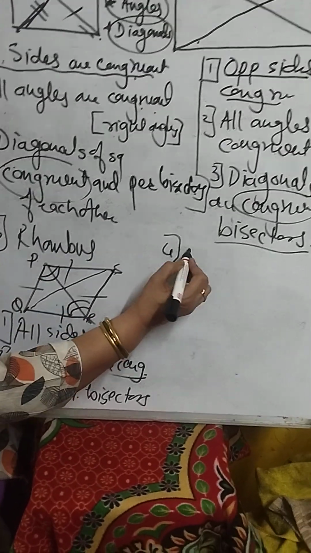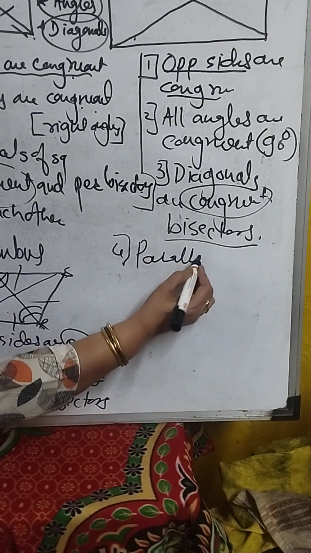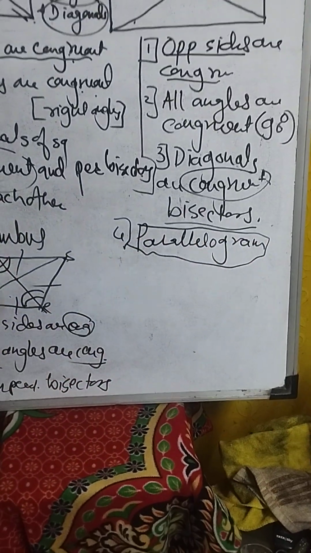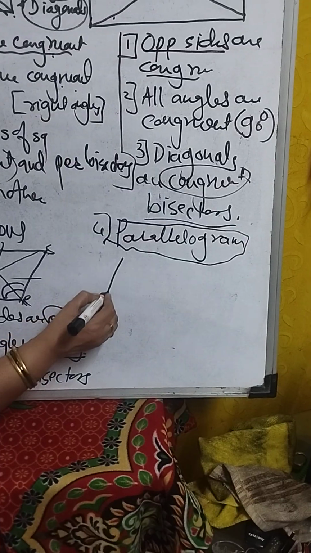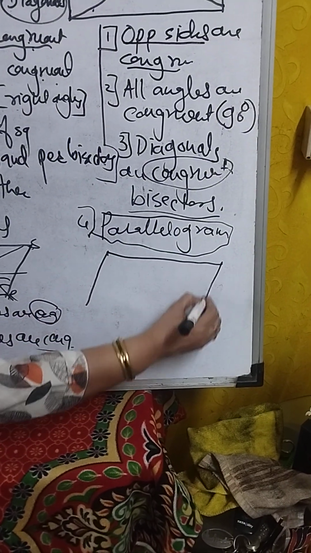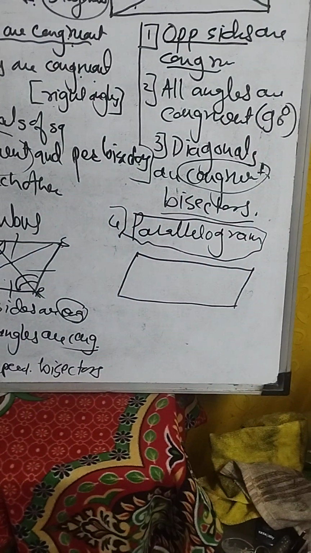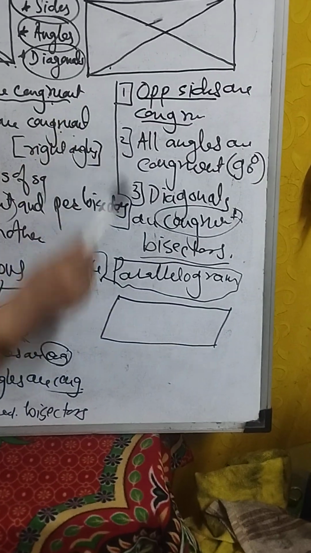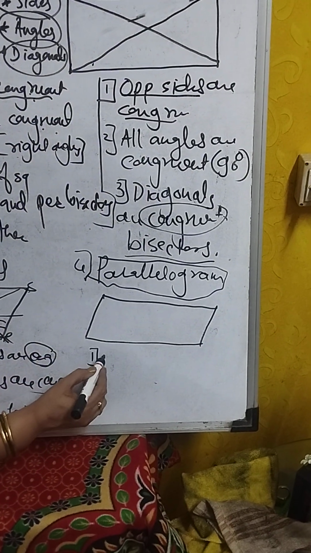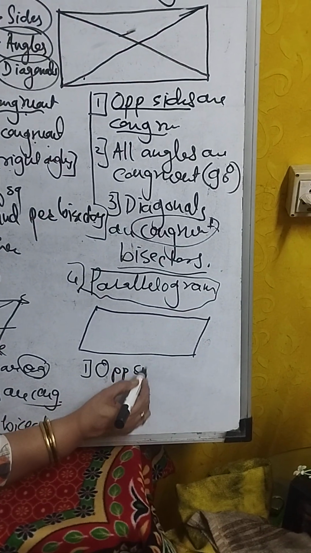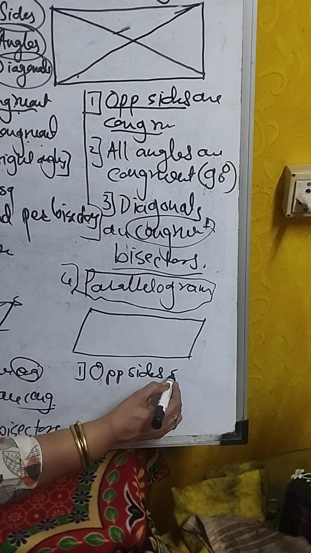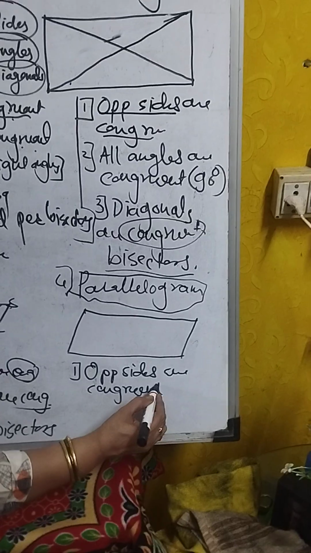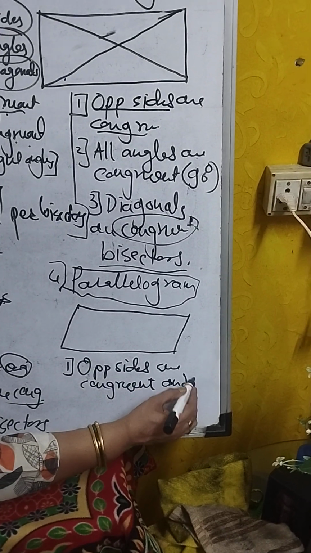The fourth one is parallelogram. What is a parallelogram? It is in the name: opposite sides are congruent and parallel. Opposite sides are congruent in a rectangle too. First you remember that opposite sides are congruent, and what is the additional property? And parallel.